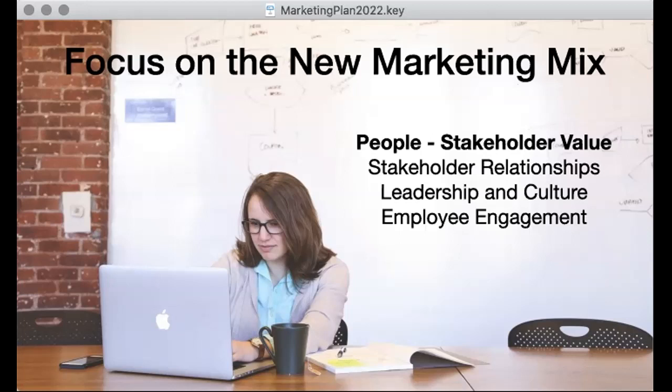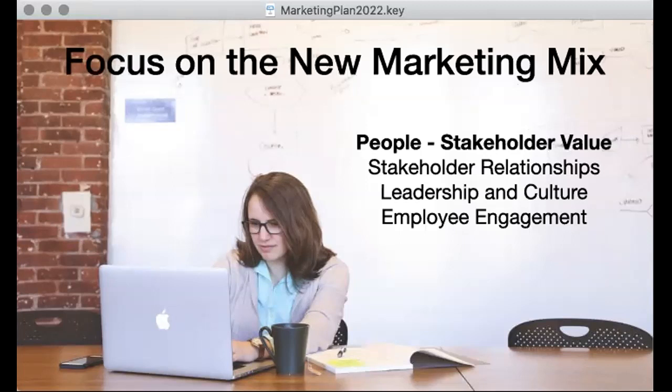The second element of the people P in the new marketing mix is leadership and culture. Are you an authentic organization? Are you an honest organization? Do you have the kind of culture and leadership that allows you to share authentically, transparently and openly what's going on? Do you genuinely listen to those in your organization or in your business? And do you reflect on that, and do you feed back to them in an open and authentic way? Authentic leadership and culture is at the core of the new marketing mix. We can't do greenwashing. We can't do papering over the cracks.